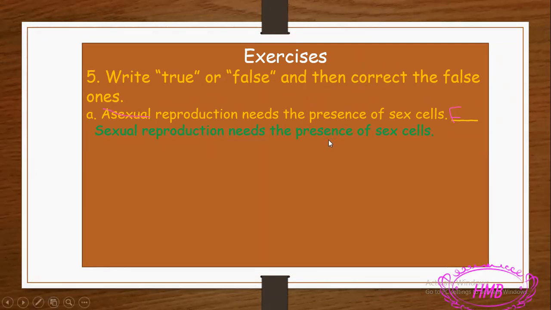Sexual reproduction needs the presence of sex cell. So instead of asexual, I cross out asexual and write sexual, and of course I will repeat the sentence as it is. Sexual reproduction needs the presence of sex cells. B. Bacteria reproduces asexually. Asexually means we don't have male and female. We don't have sperm and ovule. Is it correct for bacteria? Surely yes, because I don't have bacteria that is female and bacteria that is male. So yes, it's enough for only one bacterium to be available to give me a new living thing. So it is true.